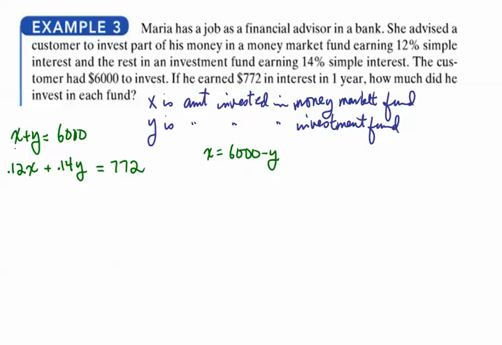What are we going to do with that? We know another name for x now, and that is 6,000 minus y, and then plus 0.14y, and that has to equal 772. And so now we have one equation with one unknown, and we're going to be able to solve this. So we need our calculator, 0.12 times 6,000.